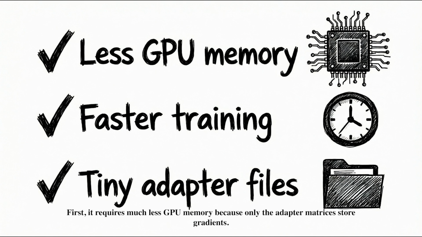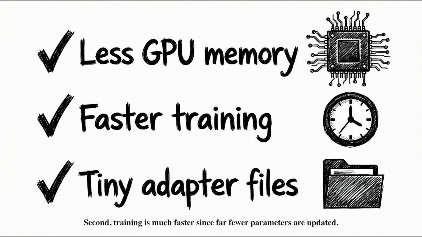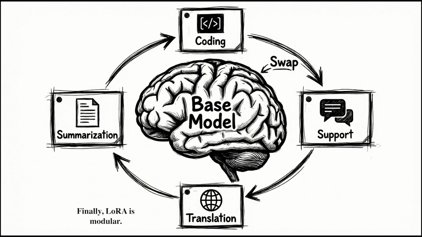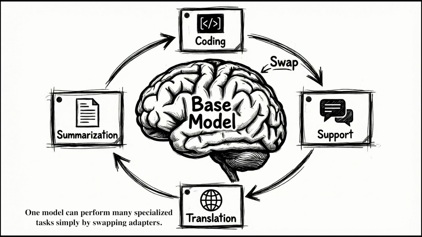LoRA offers several important advantages. First, it requires much less GPU memory because only the adapter matrices store gradients. Second, training is much faster since far fewer parameters are updated. Third, the adapter files are tiny compared to the original model. Instead of saving another 7 GB model, you may only save a LoRA adapter that is a few hundred megabytes. Finally, LoRA is modular. You can keep one base model and load different adapters for coding, customer support, translation, summarization, or any other tasks. One model can perform many specialized tasks simply by swapping adapters.